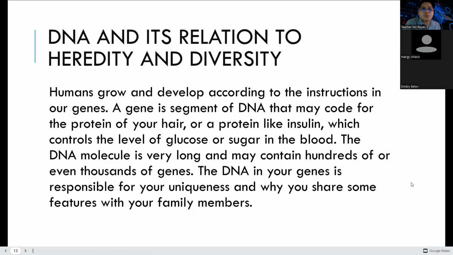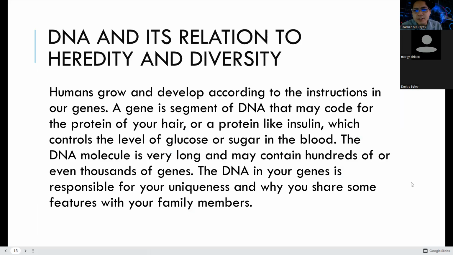DNA in its relation to heredity and diversity. When you say heredity, the transfer of genes, and of course, diversity, how diverse or how wide is the spread? How unique are we in the community? So this is in relation to biodiversity and heredity, or the transfer of hereditary traits. Humans grow and develop according to the instructions in our genes.